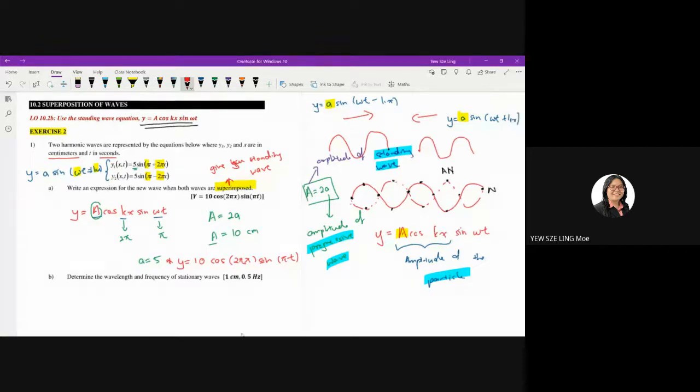Let's continue with question B. Determine the wavelength and the frequency. Isn't it very familiar, these two terms again? Lambda and frequency.